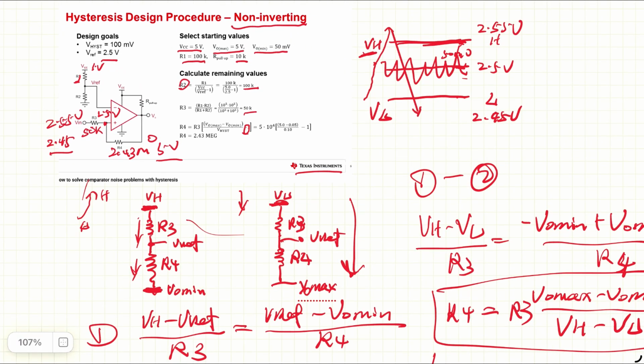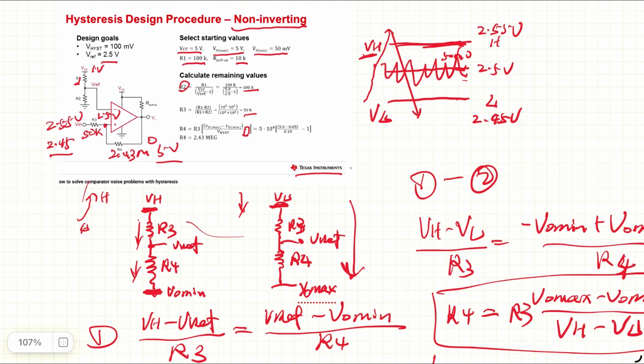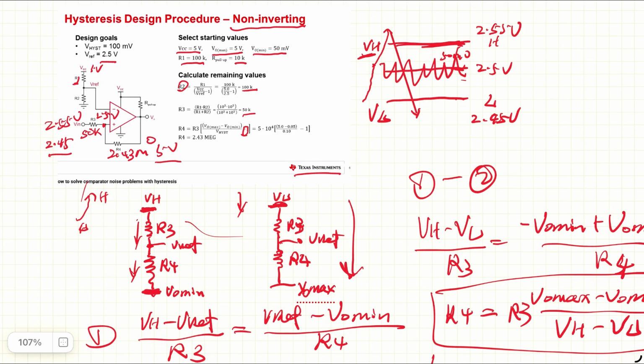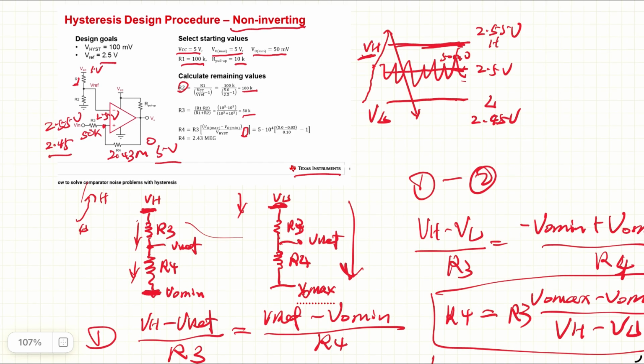And I think that's all for this. In the next video, we can talk about the configuration with the inverting input. It will be more interesting.